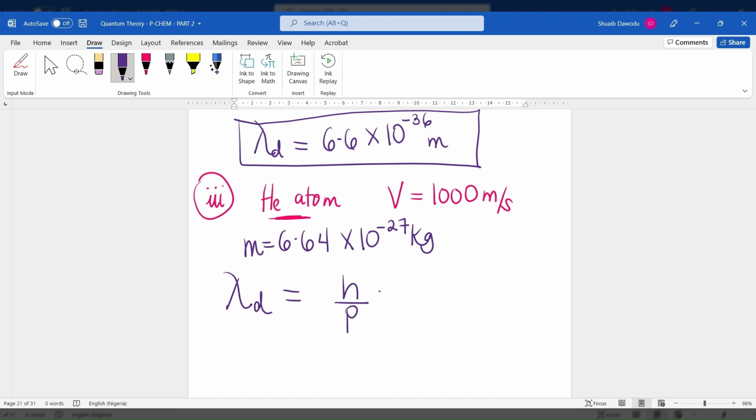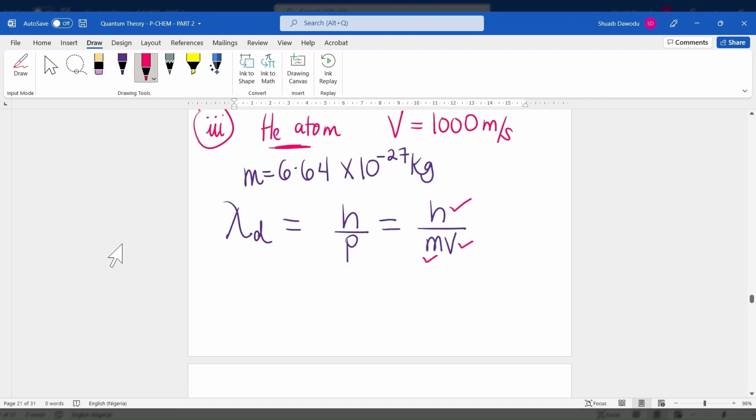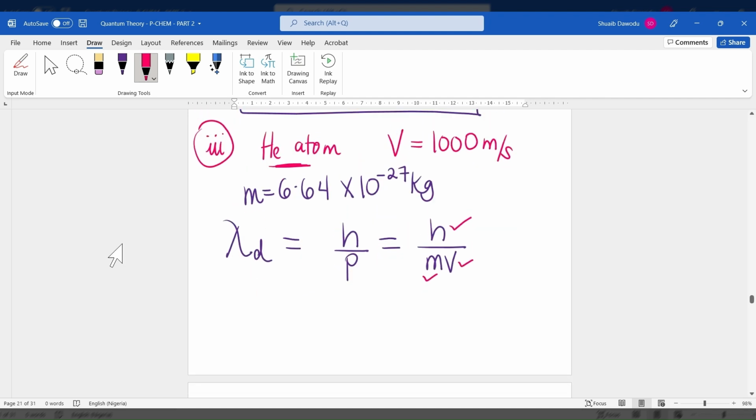So h divided by linear momentum, which can also be h divided by mass times velocity. So we have successfully determined the velocity given to us and the mass, and then we know the Planck's constant, so we can simply substitute. And you see this third question is actually the best one we've had. We have our mass already in kilograms, so we don't need to do any form of calculations or unit conversions. We have our velocity in meters per second, so we don't actually have to convert to SI units. So all we can do is just substitute.